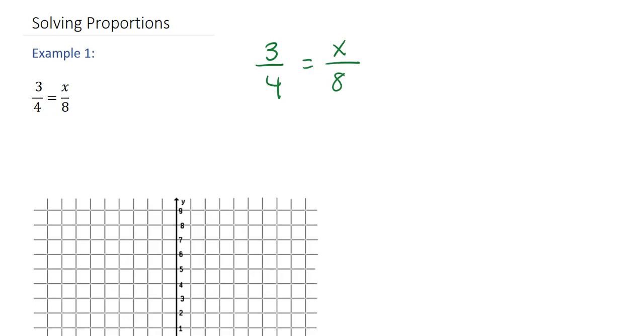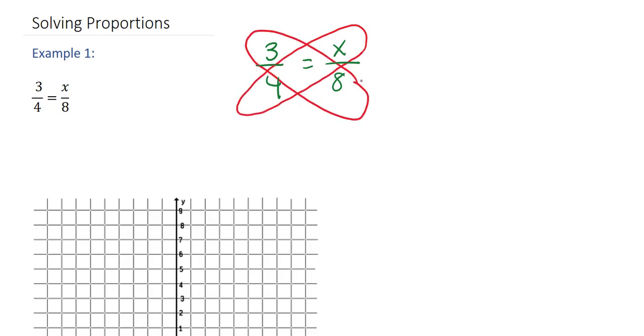Now how we can solve is we can do this trick, and it's called the butterfly. What we do is we multiply across this equal sign, in this butterfly fashion. So we would go 3 times 8, and 4 times x. Now, we could have done this multiple ways, and we can show some other ways on the next example. But let's go ahead and keep this going.